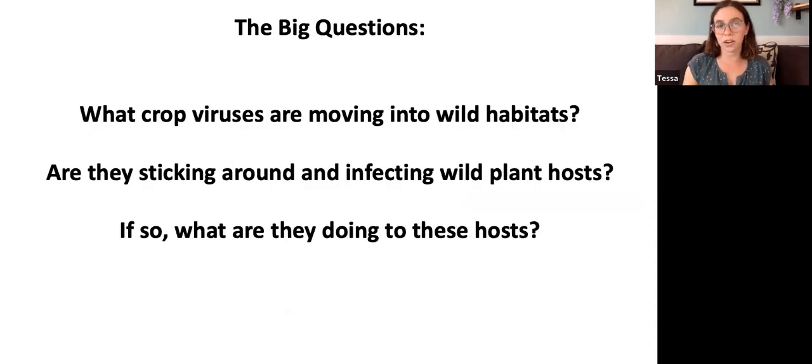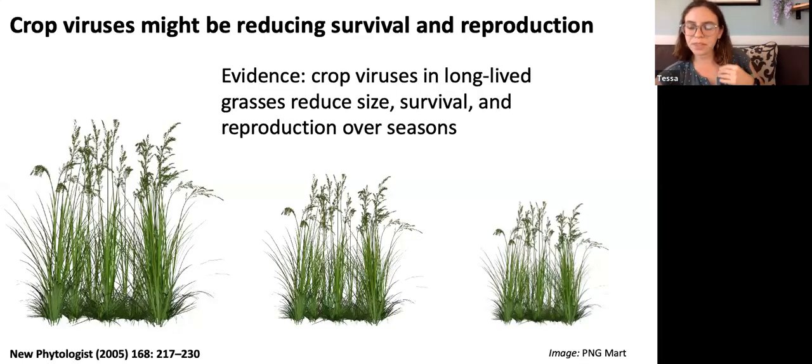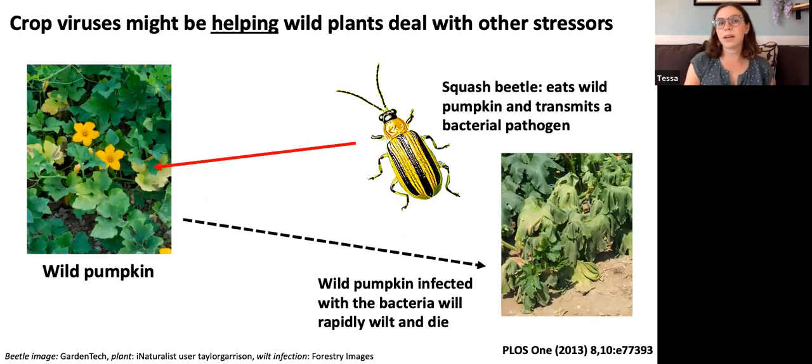So the big questions are, what crop viruses are moving into wild habitats? And are they sticking around and infecting wild plant hosts? If so, what are they doing in these hosts? There's evidence that crop viruses may be reducing survival and reproduction in long-lived wild grasses by reducing seed and flower production. So over multiple seasons, these plants will lose out on reproduction and survival.